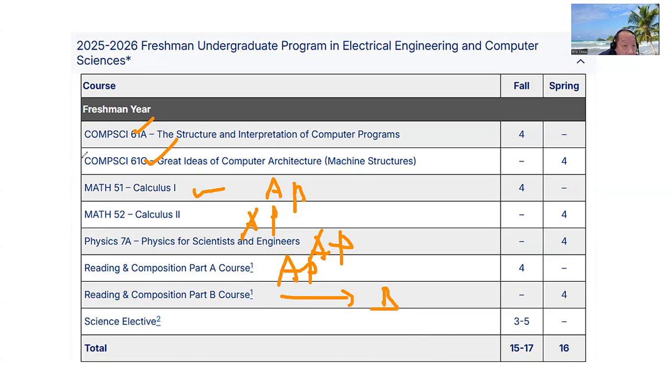Okay, overall, you need to take this, and these are required. Science elective, you can certify AP chemistry. So this one, so only 3 courses must be taken from Berkeley.